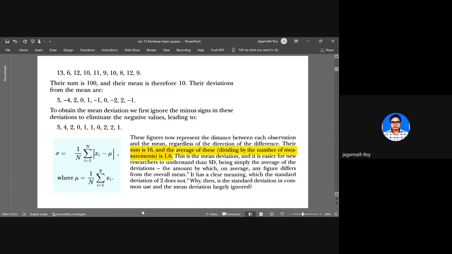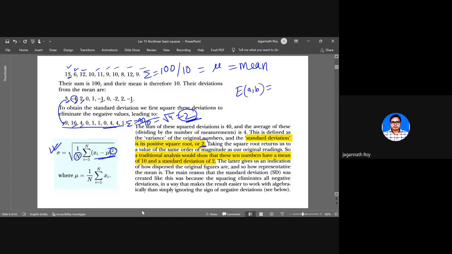But if we think about the absolute values, just the absolute differences, this is called the mean deviation. So this summation will be 16 divided by 10, which is 1.6. So sigma in this case will be 1.6, which is very close to 2.